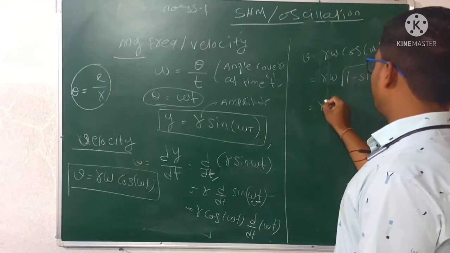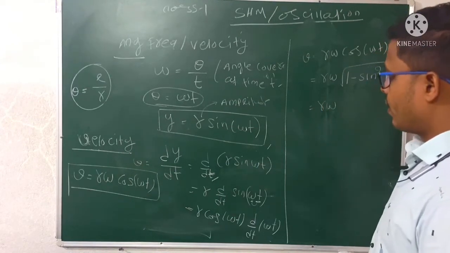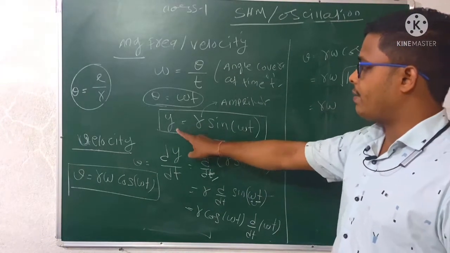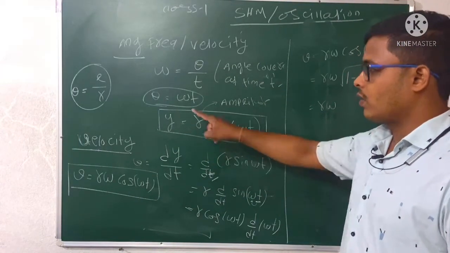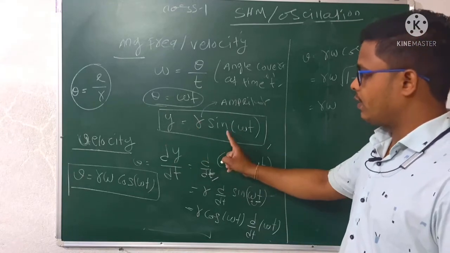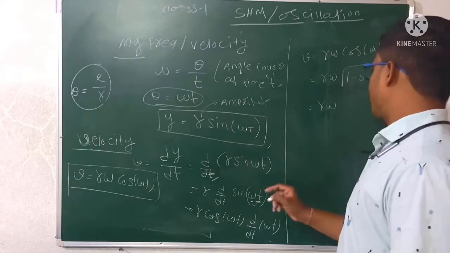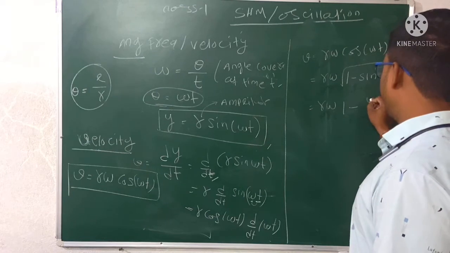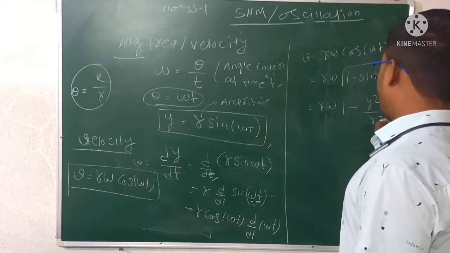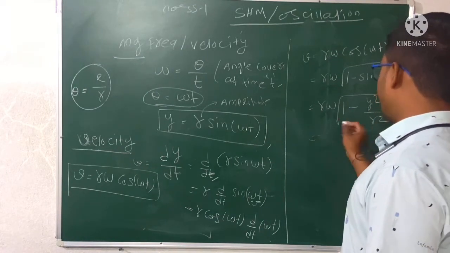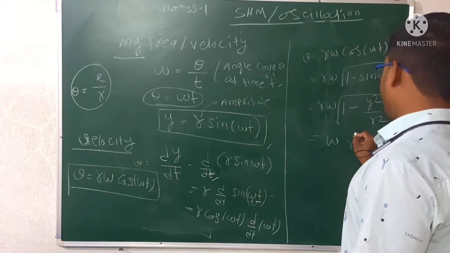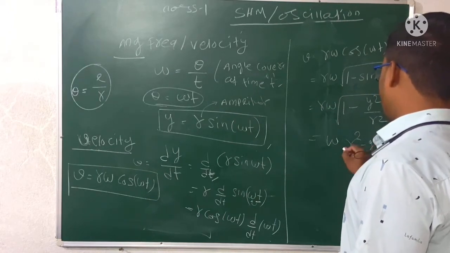What is sine square omega t? This is nothing but y by r. What is sine omega t? It is y by r, because y equal to r sin omega t. So sine omega t equal to y by r. Therefore, what is sine square omega t? That is y square by r square. So you do the mathematics, and the answer will be omega into the square root of r square minus y square.